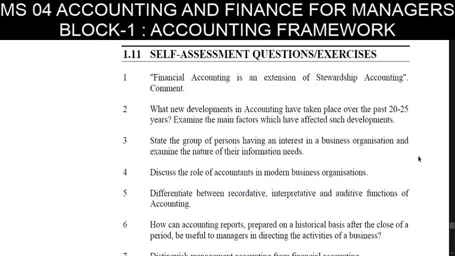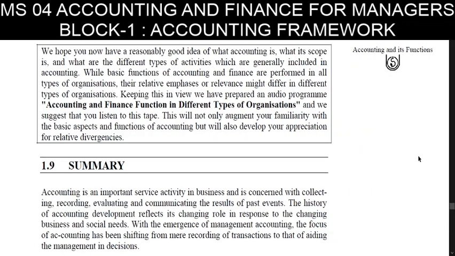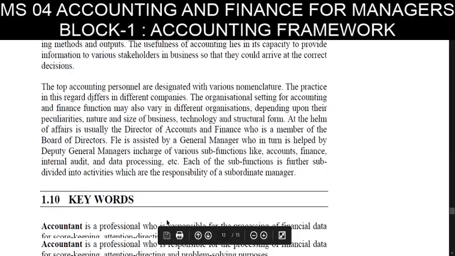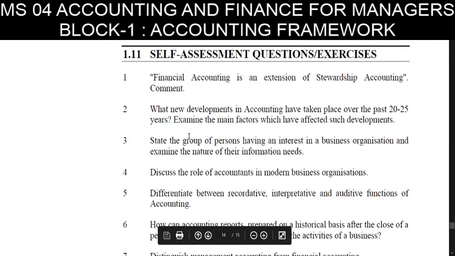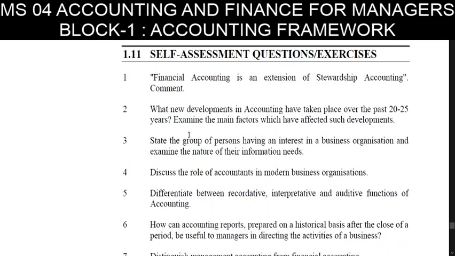What new developments in accounting have taken place over the past 20 to 25 years? If you see the evolution of accounting, the latest ones are inflation accounting, social responsibility accounting, human resource accounting. We can write about these three accountings. These are the changes taken place.